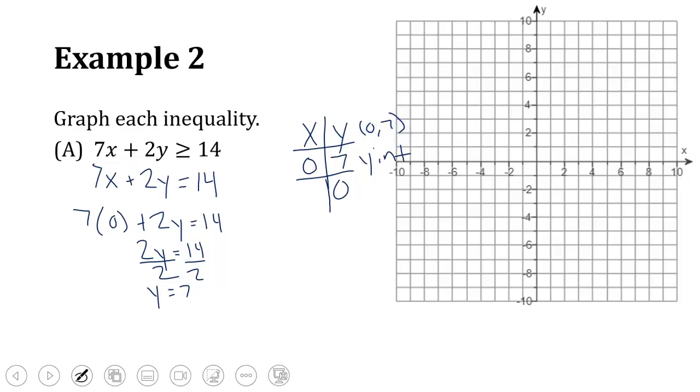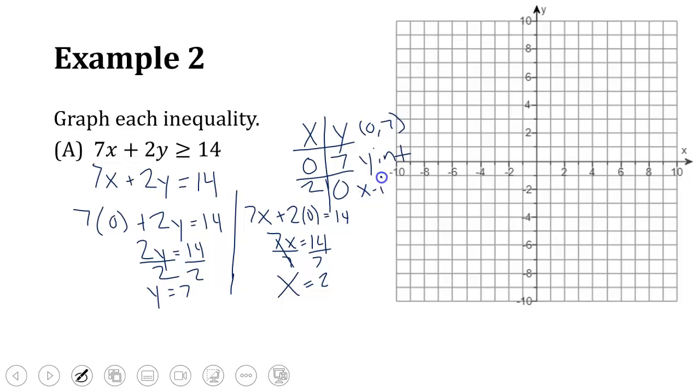All right, so now let's start over. And instead of y, plug in a 0. So I'm going to use my equal sign equation and do 7x plus 2 times 0 equals 14. 7x equals 14, divide by 7 on both sides, x equals 2. So this is my x-intercept, and that is 2, 0. So I have my 2 points.